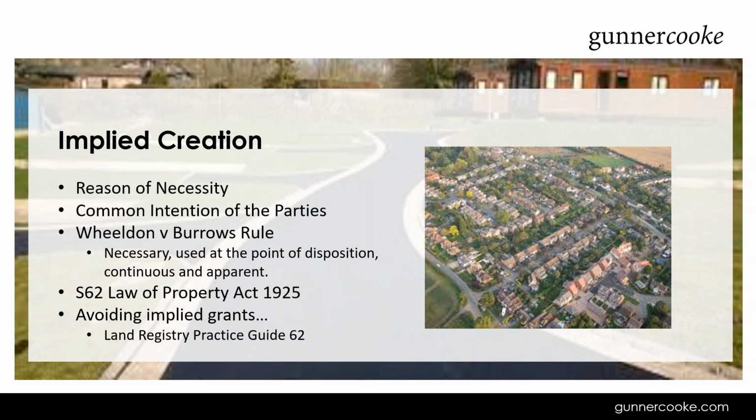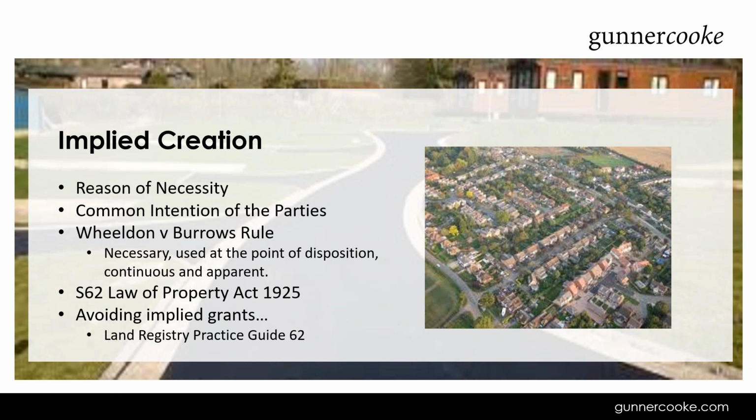So by reason of necessity is probably what you would expect. It's something that you need in order to be able to make use of that piece of land. It's most often found when you're dealing with access rights. So say somebody has got a piece of land, they've bought part of a piece of land, and then they find that it's landlocked. So there would then be an easement perhaps implied over the neighbouring piece of land, which was an easement of necessity because they need it in order to be able to get to their land.